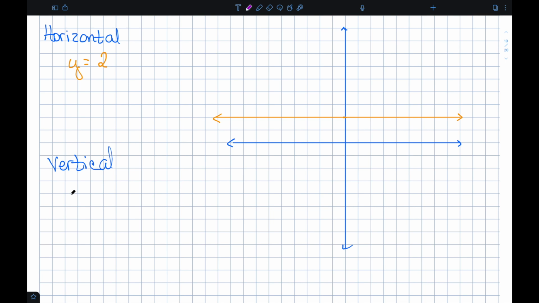On the other hand, when I say vertical line, something of the form like x equal to -3, this means I'm going -3 in the x direction with no restrictions on the y direction. So it looks like this vertical line. y can vary, but x needs to be equal to -3 no matter what.